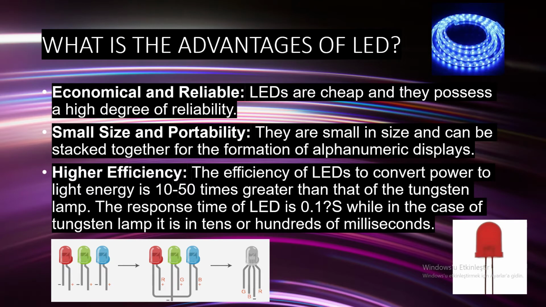Economical and reliable. LEDs are cheap and they possess a high degree of reliability, small size and portability. They are small in size and can be stacked together for the formation of alphanumeric displays. Higher efficiency. The efficiency of LED to convert power to light energy is 10 to 50 times greater than that of a tungsten lamp. The response time of LED is 0.1 second, while in the case of a tungsten lamp it is in tens or hundreds of milliseconds.